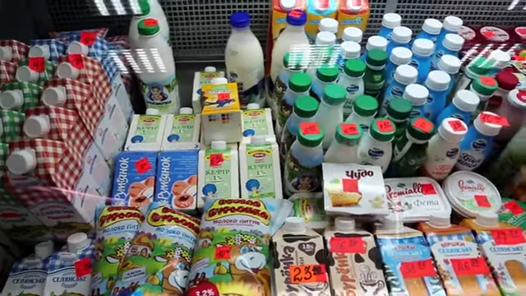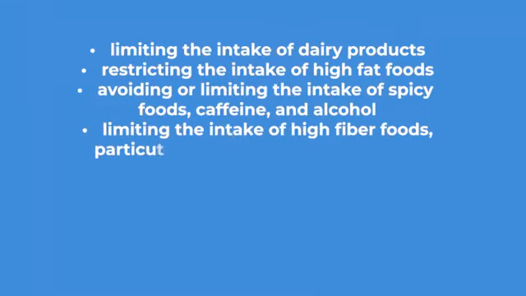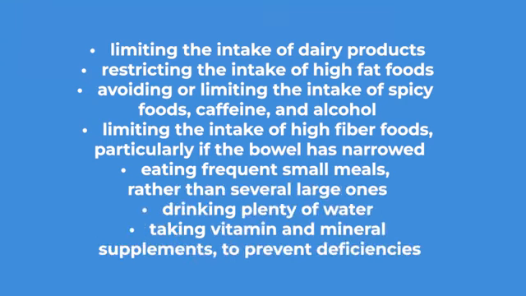Then limiting the intake of dairy products, restricting the intake of high-fat foods, avoiding or limiting the intake of spicy meals, caffeine and alcohol, limiting the intake of high fiber foods, particularly if the bowel has narrowed, eating frequent small meals rather than several large meals, drinking plenty of water, and taking vitamin and mineral supplements to prevent deficiencies.